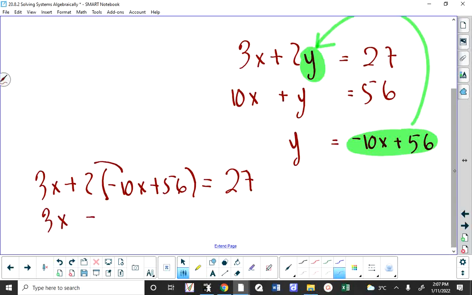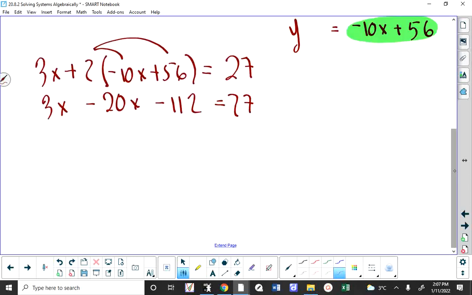I would expand this out. How's my math there? 2 times 56 is 112, I think. Get your calculators out and figure out what we're going to have here. You're going to have to take 27 and add 112. You're also going to have to take 3x minus 20x to get negative 17x. And then you'll have to do a bit of division there.